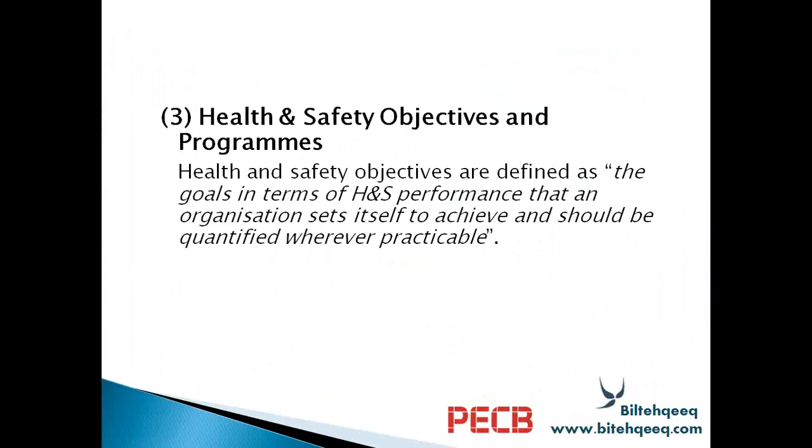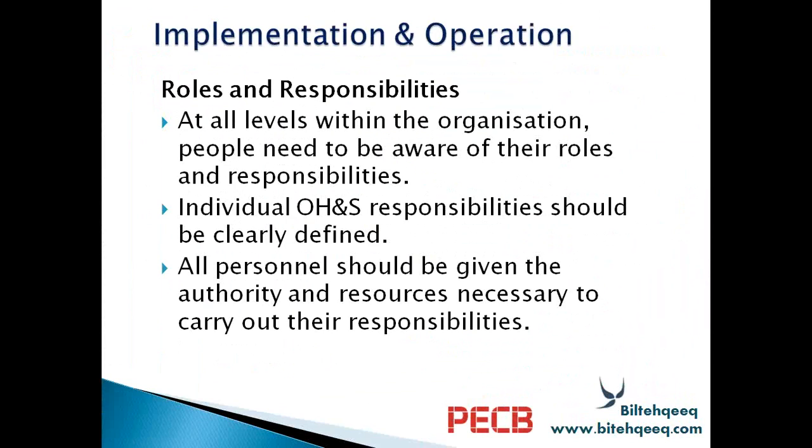And third is the health and safety objectives and programs. Health and safety objectives are defined as the goals in terms of health and safety performance that an organization sets itself to achieve and should be quantified wherever practicable. So in planning, we have to focus on these three requirements: risk assessment and management, the second is the legal requirements, and the third is the objectives and programs. So during the planning, we have to take care of these three requirements.